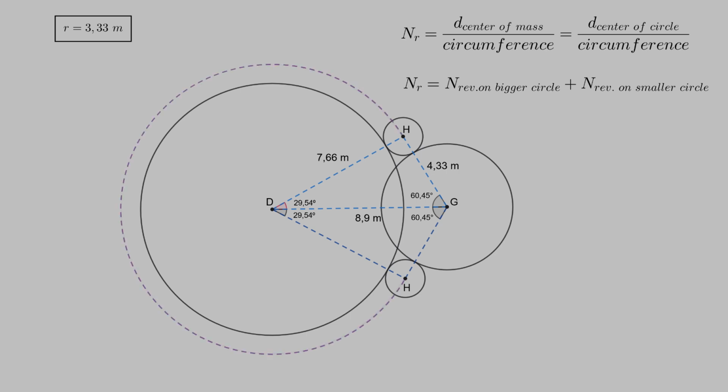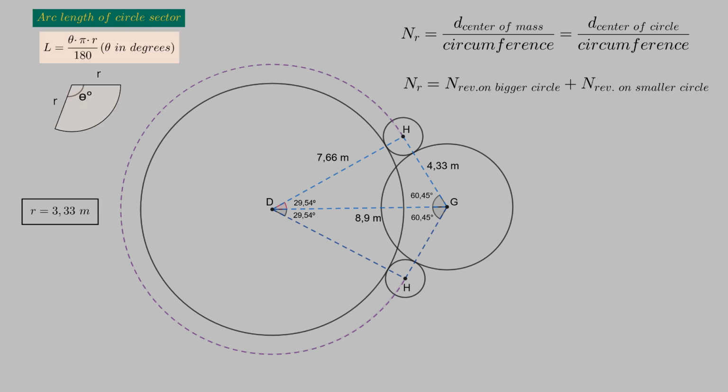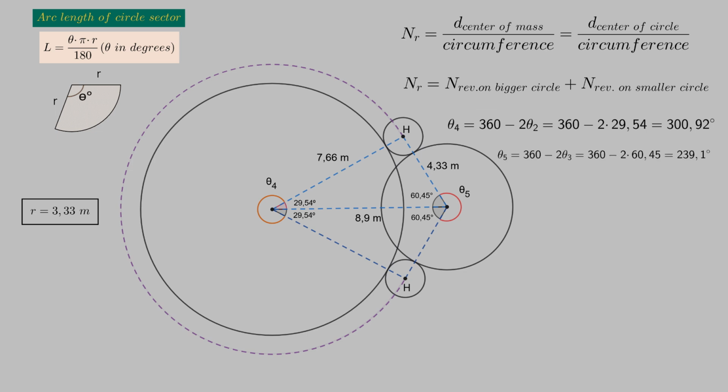The formula for the arc length of a circle sector is L equals theta times pi times r all over 180, and theta is in degrees. So this big angle here is 360 minus 2 times theta 2, which is 360 minus 2 times 29.54, which is 300.92 degrees. And this other big angle here is 360 minus 2 times theta 3, which is 239.1 degrees.